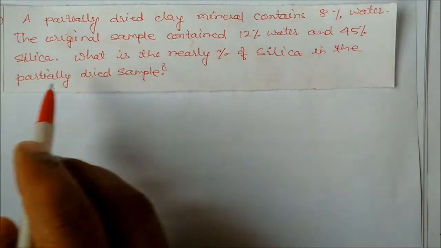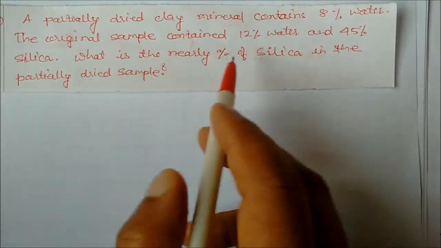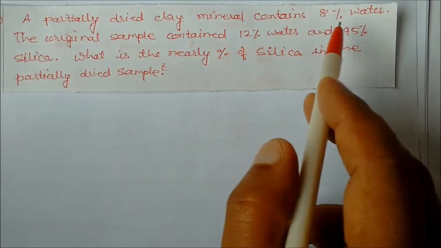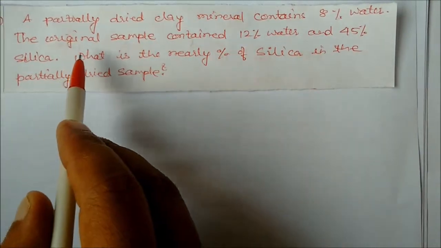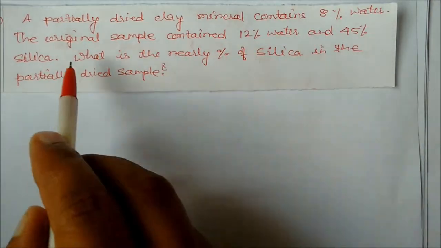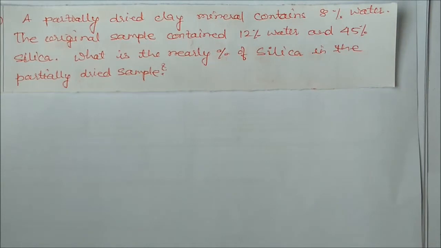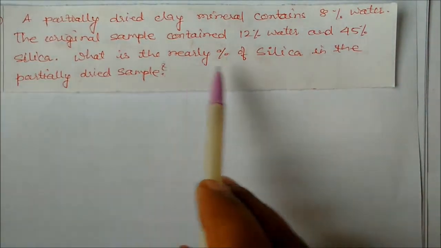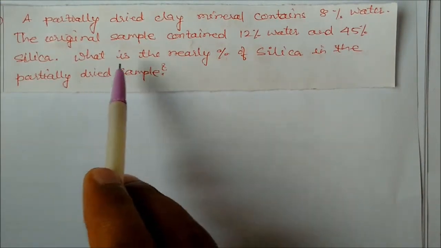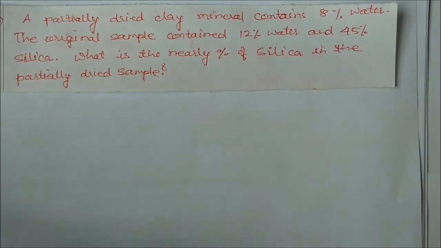Another example of a percentage composition. So it is some advanced level. See here, partially dried clay mineral contains 8% water, and the original sample contains 12% water and 45% silica. So what is the percentage of silica in the partially dried sample? You have to find out the percentage of silica in the partially dried sample if some water is also removed.